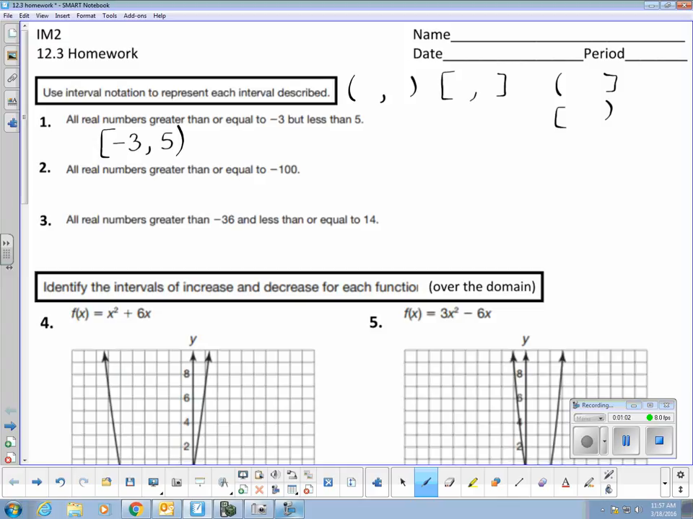Number 2 says all real numbers greater than or equal to -100. So from -100 to infinity, and it does include -100, so greater than or equal says to include -100, and then up to infinity, since infinity cannot be included as an ending value, we use parentheses.